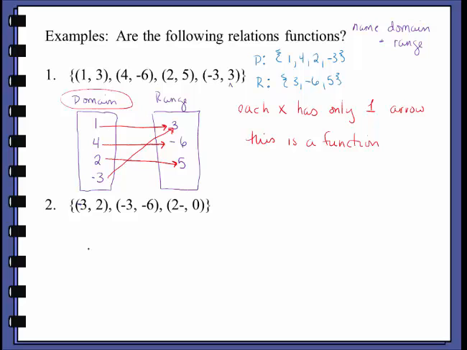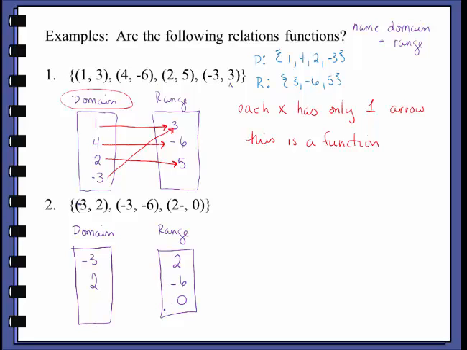Okay, now I made a correction here. That should have been a negative. So we're going to start with our mapping. We make a domain box and a range box. And in my domain, I have a -3, another -3, and a 2. And in my range, I have a 2, a -6, and a 0. I will draw my mapping. So -3 went to 2, and -3 goes to -6, and 2 goes to 0.